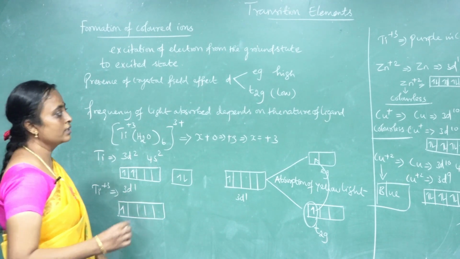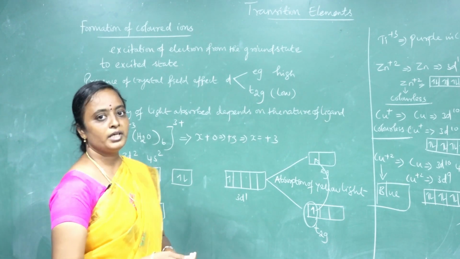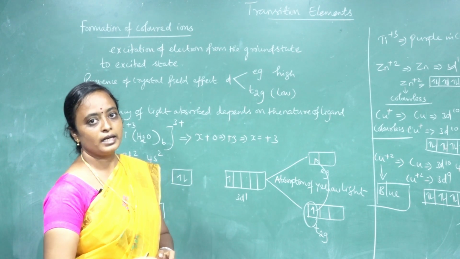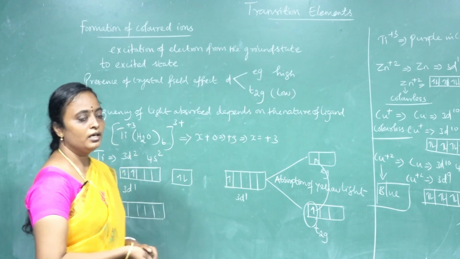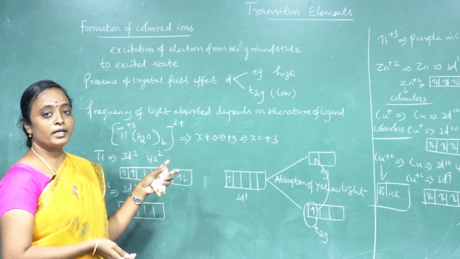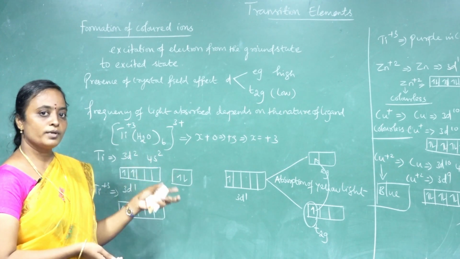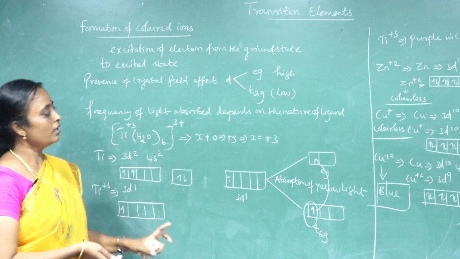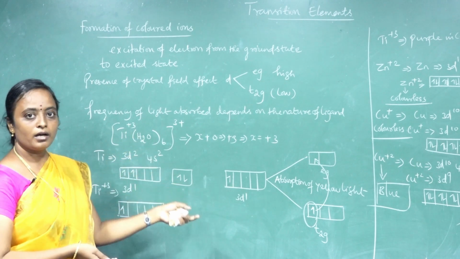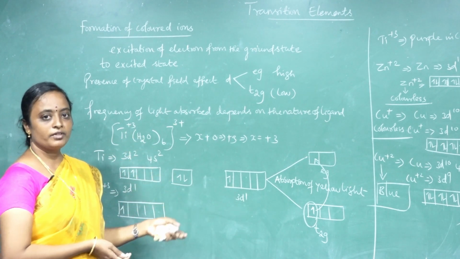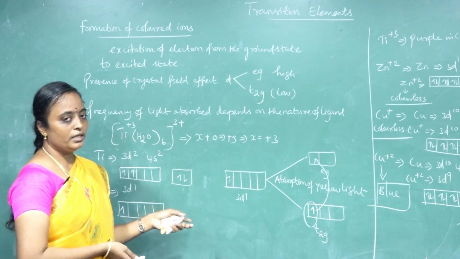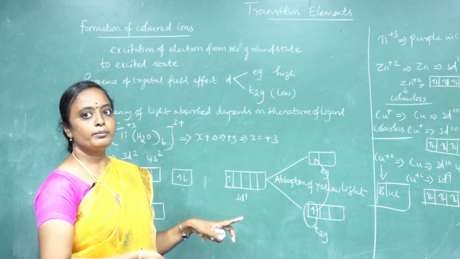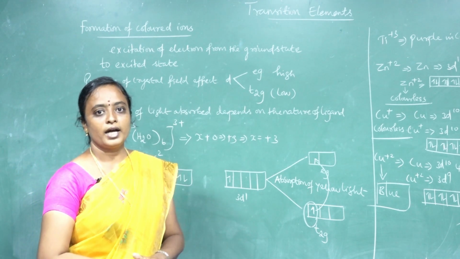So today we have discussed the magnetic behavior and the formation of colored ions. Both concepts are similar: magnetic moment depends on the number of unpaired electrons, and the formation of a colored ion also depends on the number of unpaired electrons. So magnetic behavior and color depend upon the number of unpaired electrons.